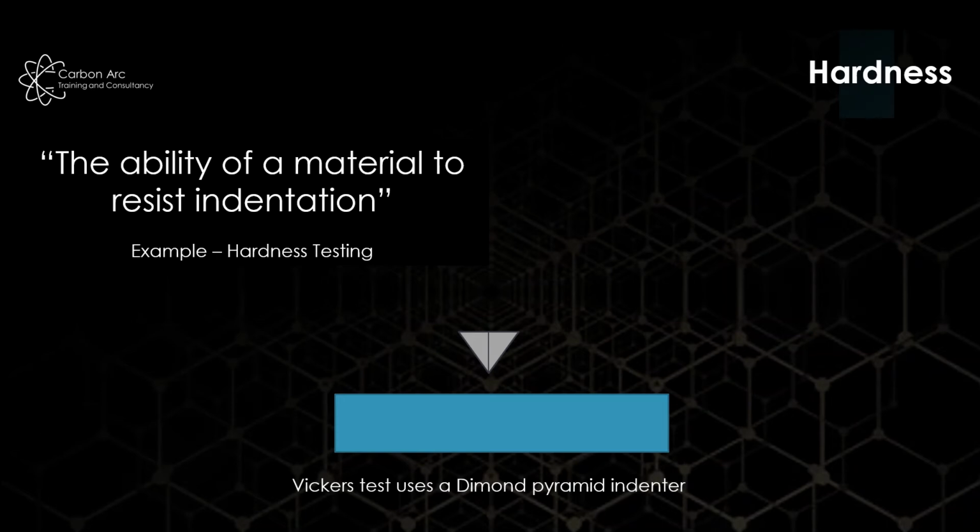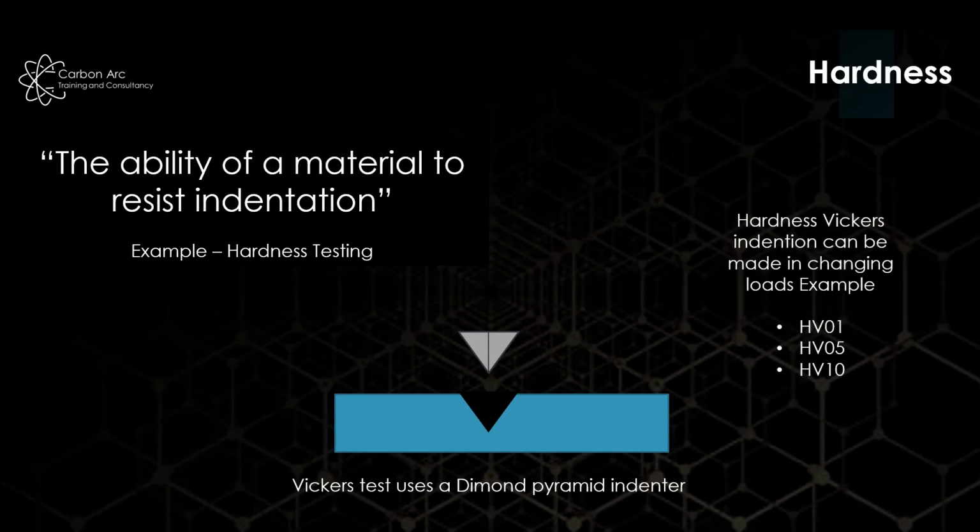What we're going to do here is, under a load, apply that indenter into the surface of the material, and then we're going to take the indenter away. The common loads are 1 kilogram, 5 kilograms and 10 kilograms. You can get really any loading you want, but it's definitely specification dependent.